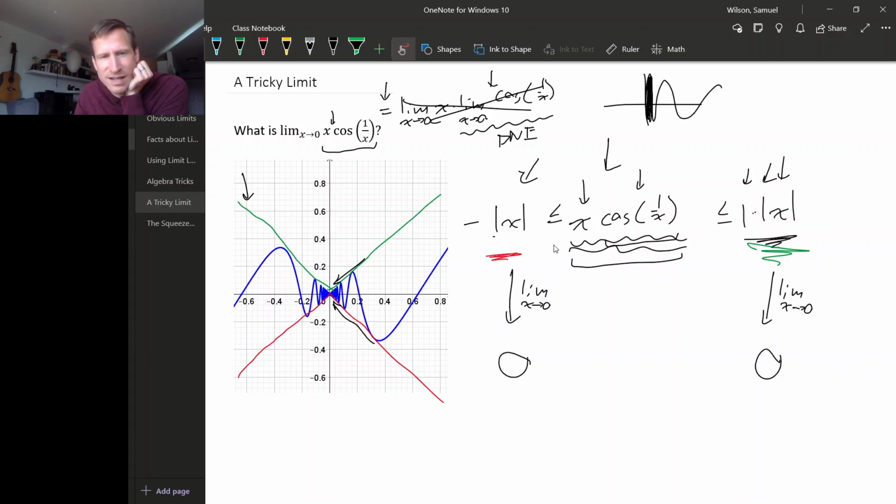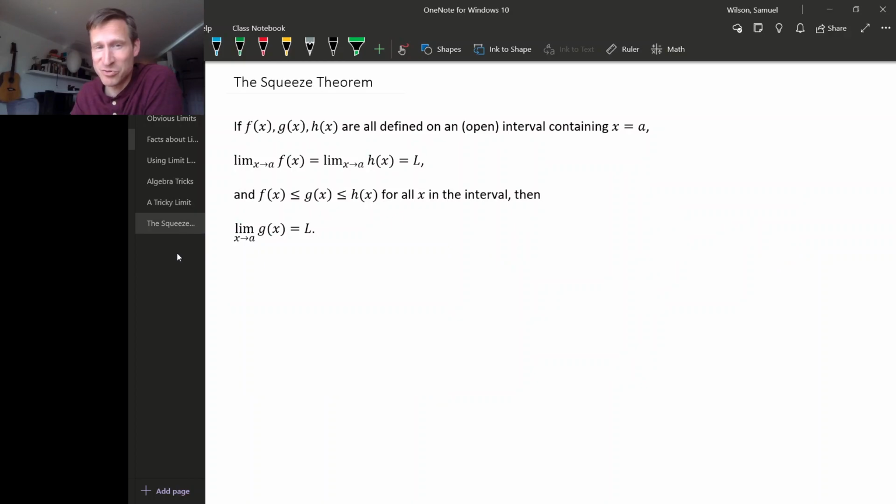So even though we can't zoom in infinitely far to see what's happening to the blue graph here, we know that it's getting pinched between the green and the red, and those are both going to 0. So there's nowhere else for this to go when we take the limit but to 0. Okay, so this limit, it's 0. And we can tell it's 0 because it's trapped between these two functions, and they both go to 0. This general phenomenon is given the fancy name, the squeeze theorem.